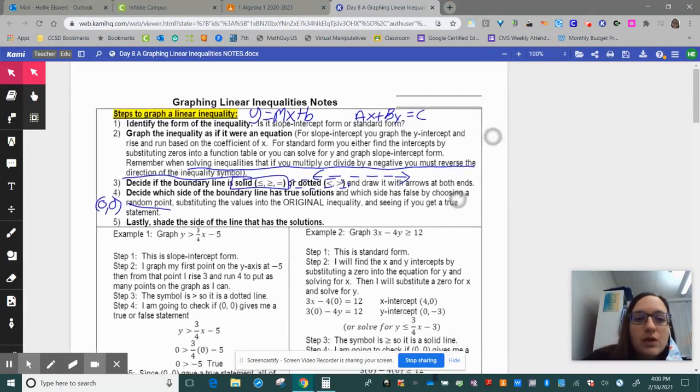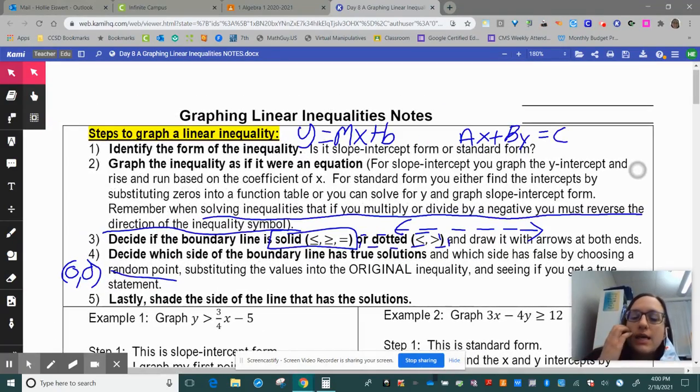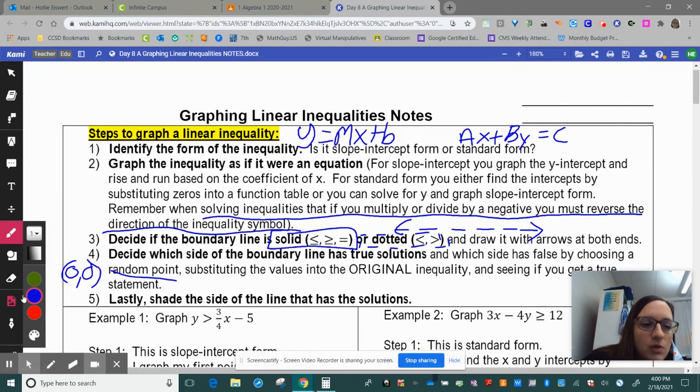Hello, so today we're going to be graphing linear inequalities, and I already have some notes up there, so I'm going to walk you through them. But let me give you a basic overview here. When we graph these, it'll be on a coordinate plane, because we're going to have them in slope-intercept form, like y equals mx plus b, or standard form.